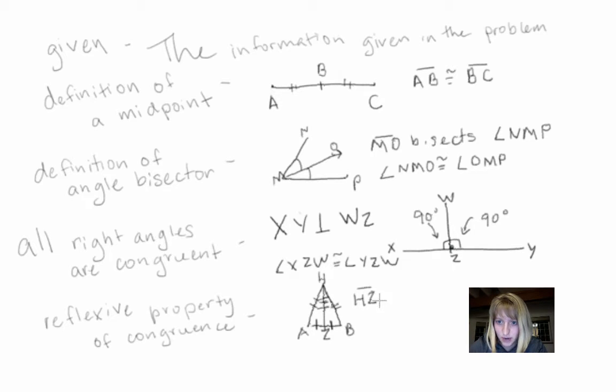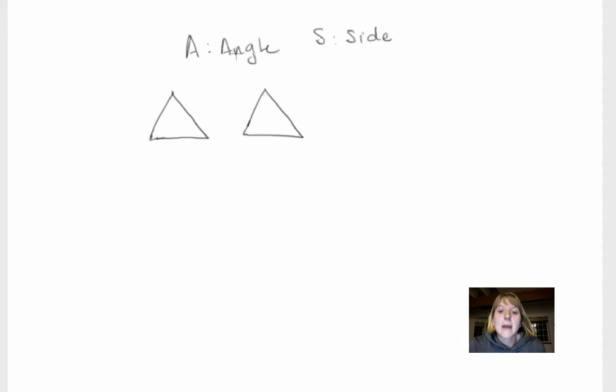Now this seems super obvious, but you have to include this in the proof. HZ is congruent to HZ by the reflexive property of congruence. Like I said, if it looks in the mirror, it's still itself. If you folded that onto itself, it would still share one side, and that shared side is HZ via the reflexive property of congruence. So let's recap.